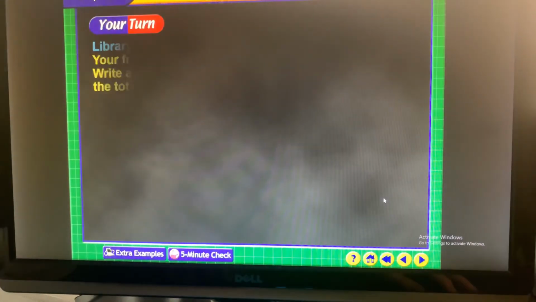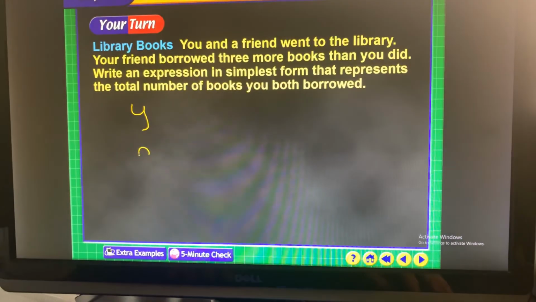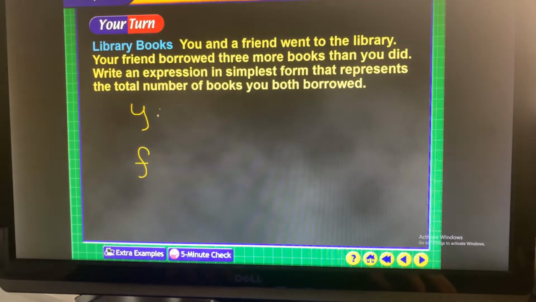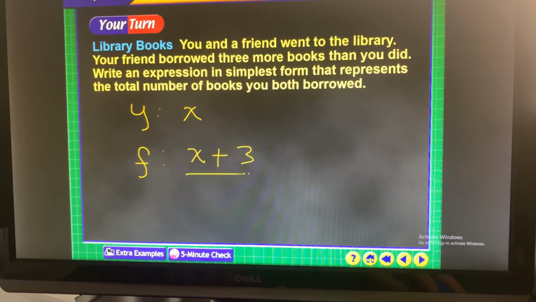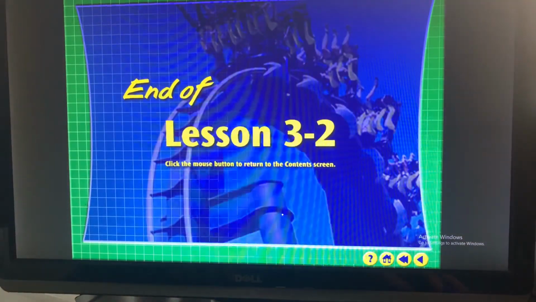They do it the hard way. You and a friend work in the library. So there's you and your friend again. Your friend borrowed 3 more books than you did. So in this case, I don't know what you got, but I know that your friend got 3 more than you. Put those 2 together. You get 2x plus 3. Done. And that's the end of 3.2.